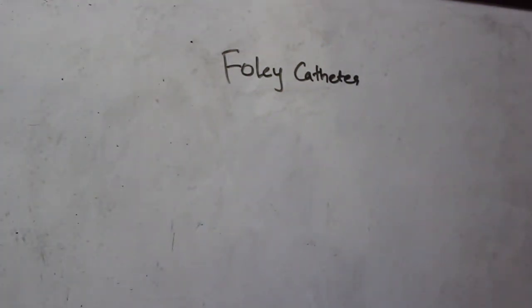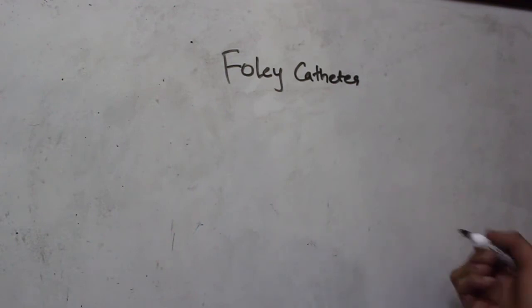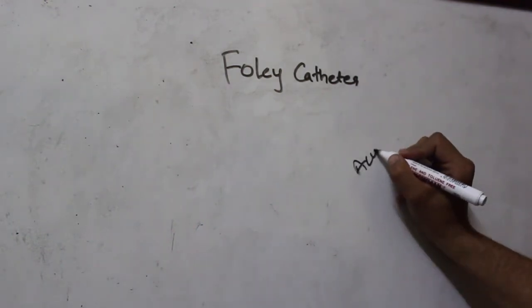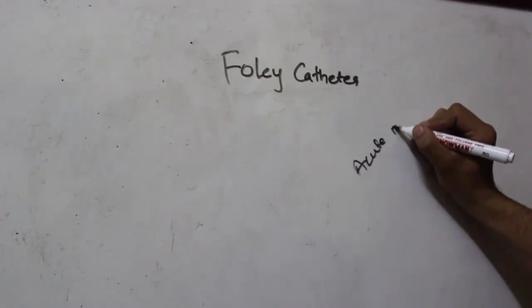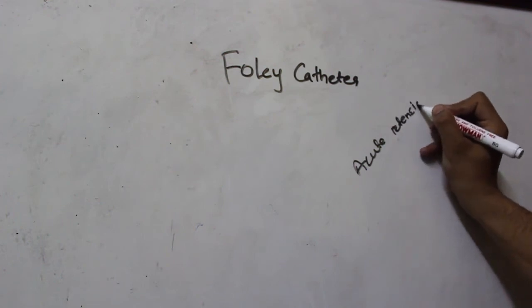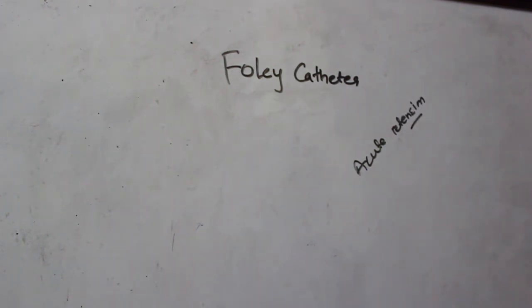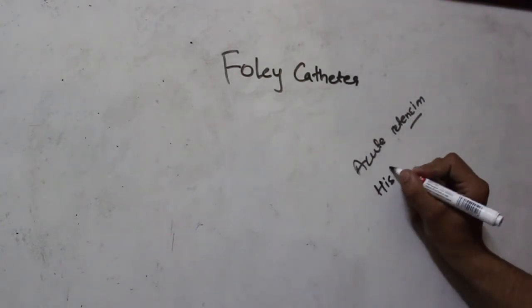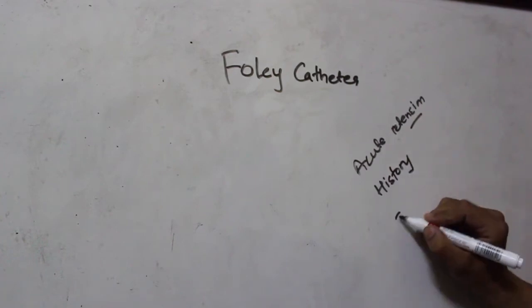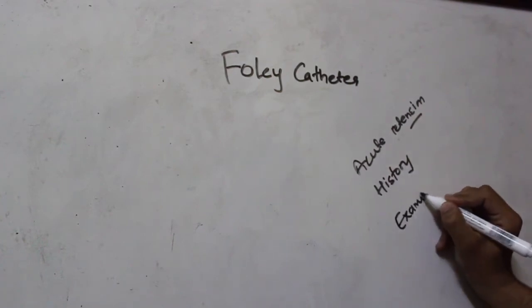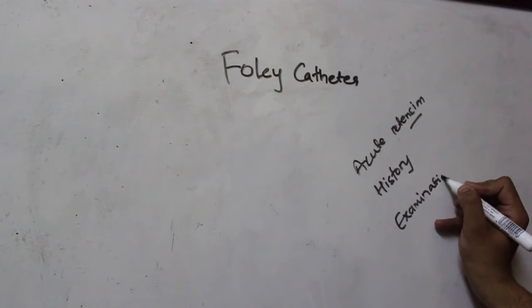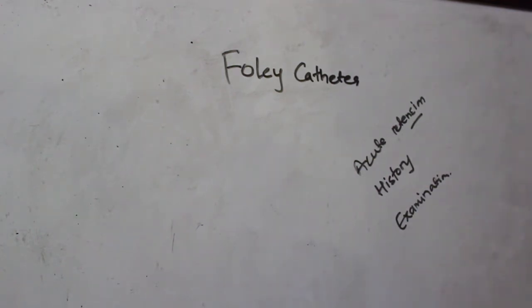Now let's talk about the scenario in which the patient presents. The patient presents with the condition of acute retention of urine. When the patient presents with acute retention of urine, you have to make sure that it is acute retention of urine that you are dealing with. To make sure of that, you have to take history and do examination. History and examination are the two most important parts you have to do before catheterizing with the Foley catheter.